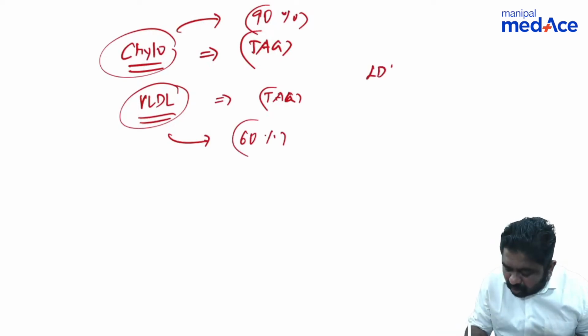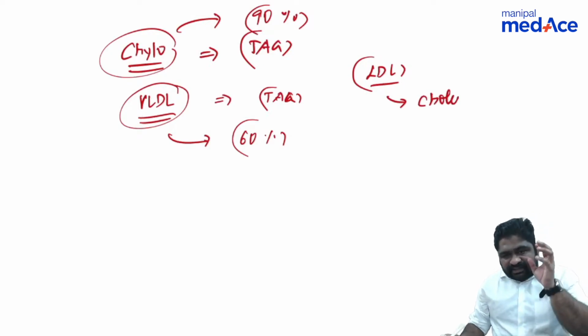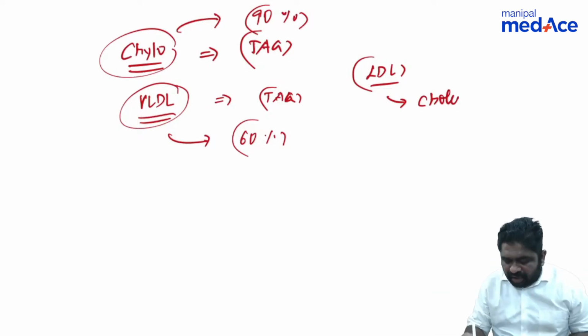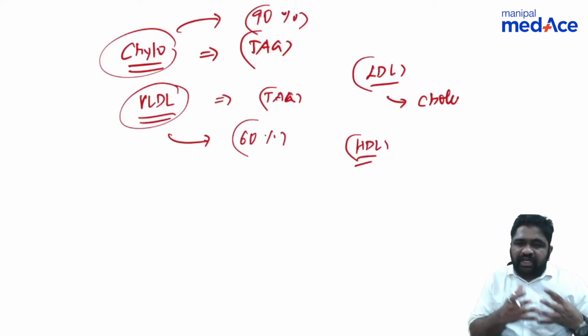Now, whenever they speak about LDL, they are purely speaking about cholesterol. And why is it called bad cholesterol? Because it is taking the cholesterol from the liver and depositing it in the extrahepatic tissues. And why is HDL, which is also carrying cholesterol, still referred to as good cholesterol? Because it is carrying the cholesterol from the tissues and giving it to the liver.